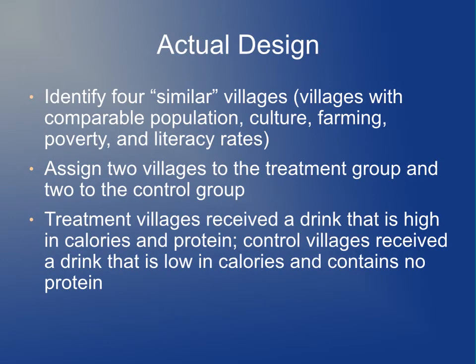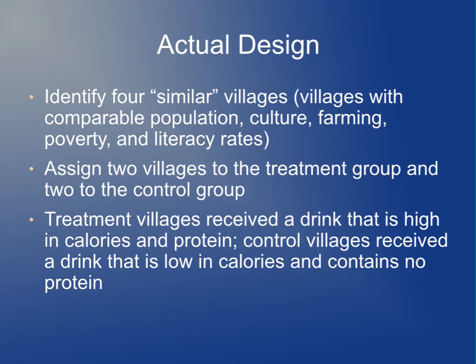So what they actually did is they found 4 villages that were as similar as possible. They had comparable population, culture, diet, poverty and literacy rates, and so forth, and they assigned 2 villages to be the treatment group and 2 villages to be the control group. That doesn't eliminate confounding variables, but it greatly reduced them. The treatment villages received a drink that is high in calories and protein, and the control villages received a drink that was low in calories and didn't contain any protein. And so the idea was they would compare the treatment villages and the control villages.